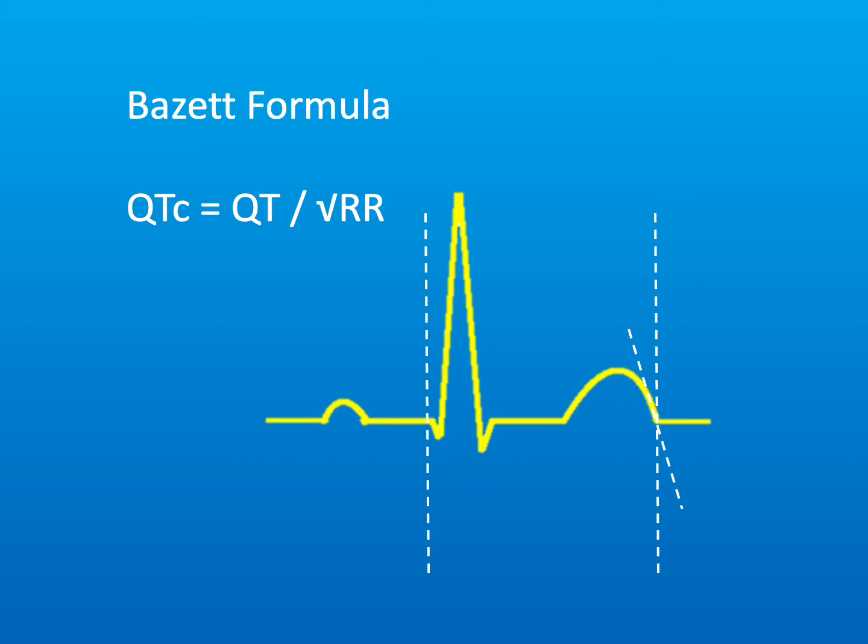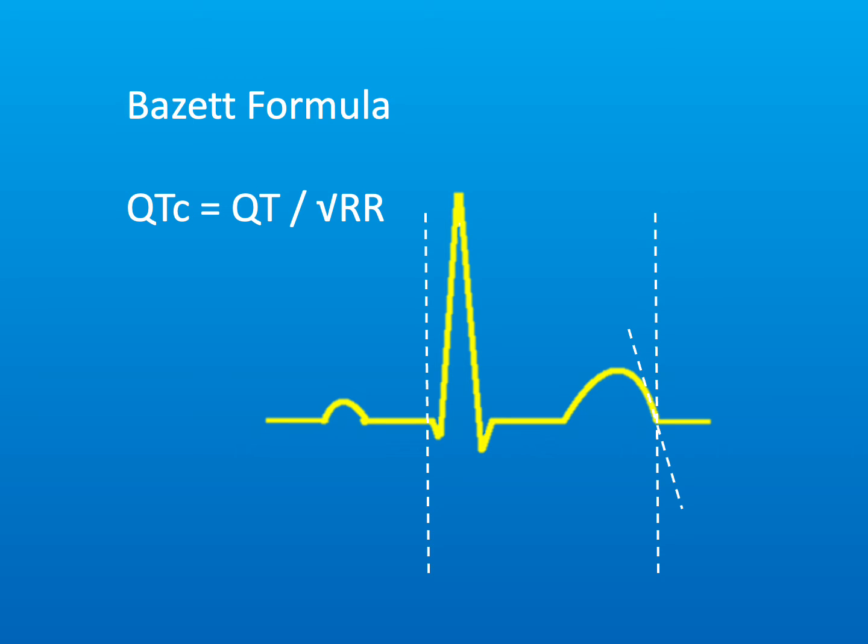The most important thing to remember is that you should use the Bazett formula only when the rhythm is regular and when the rate is between 60 and 100, because it will underestimate the QTc in bradycardia and it will overestimate the QTc in tachycardia.